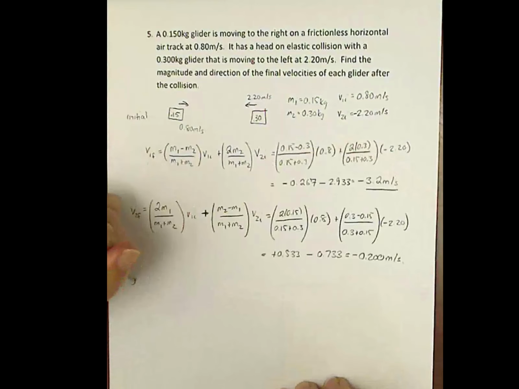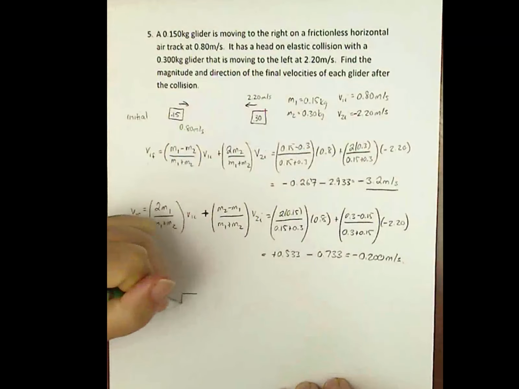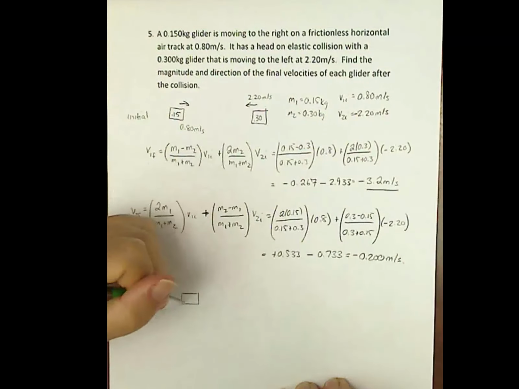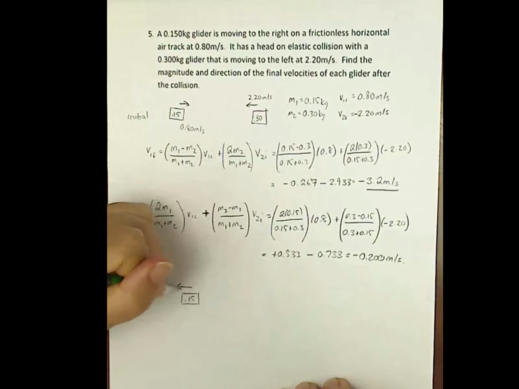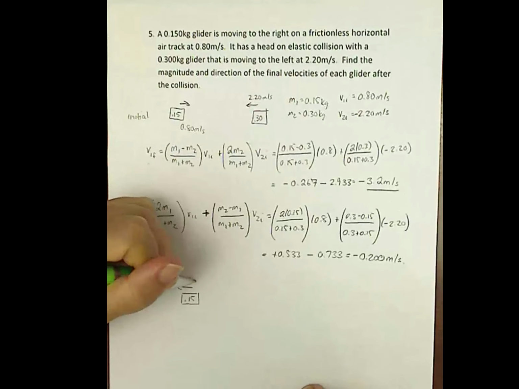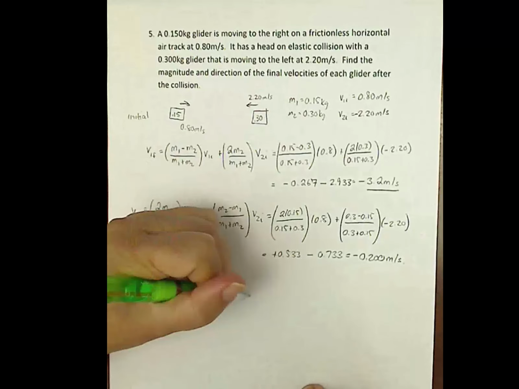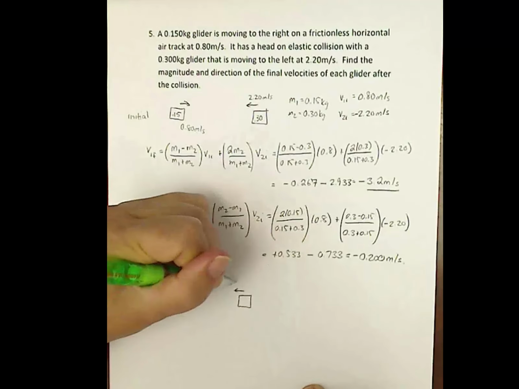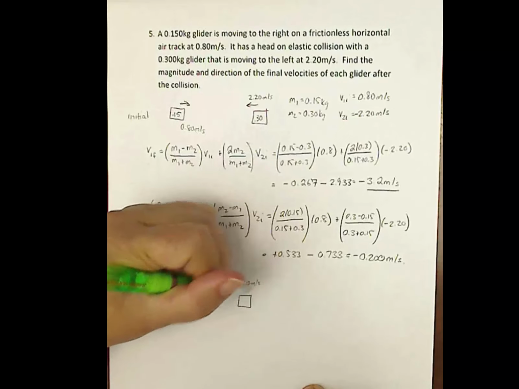So after the collision, what's happened is that the light glider is given a fast speed going backwards, and the heavy glider has slowed down a lot because of the collision, and it's only going at 0.2 meters per second.